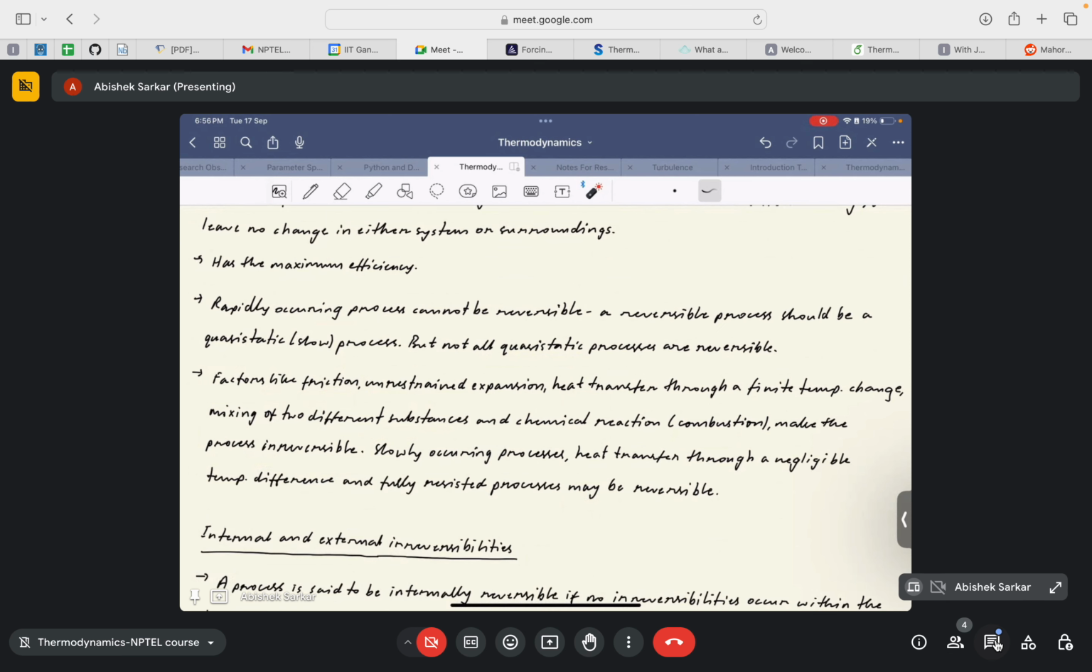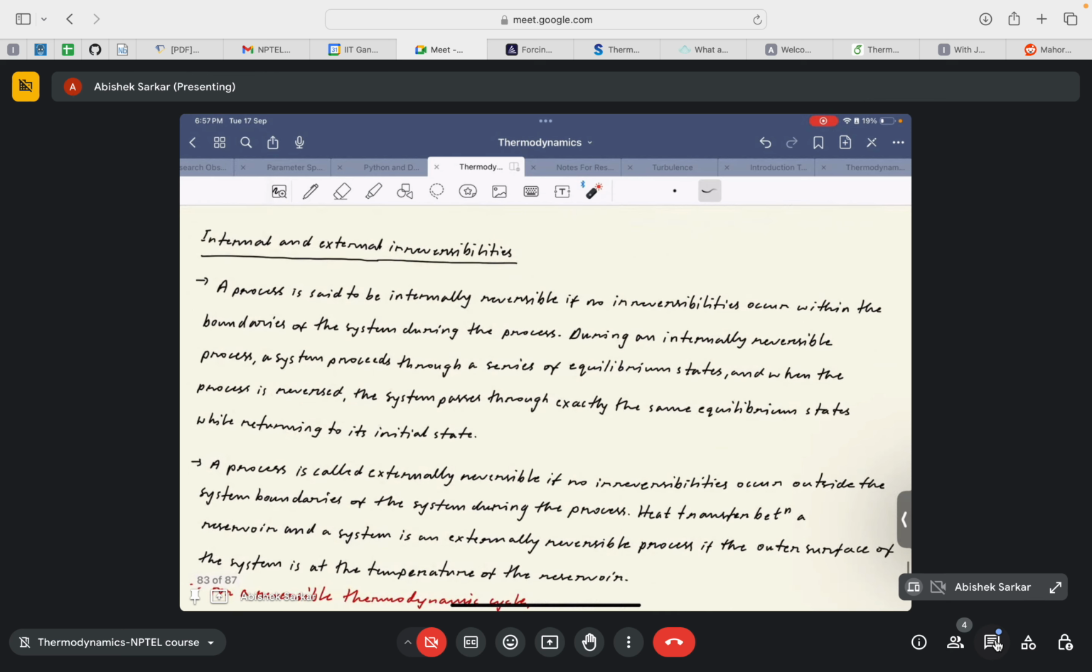Now if we consider the same thing where there are no frictional losses, and then we do it in a very slow manner, that process can be reversible. Okay, so this is the distinguishing fact between a reversible and a quasi-static process: all quasi-static processes are not reversible, but all reversible processes are quasi-static.